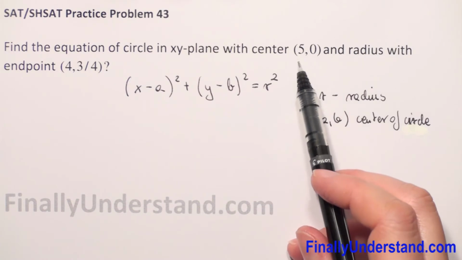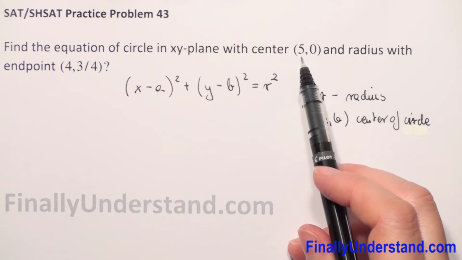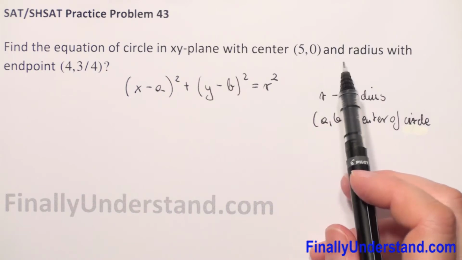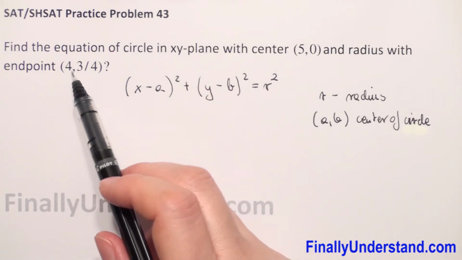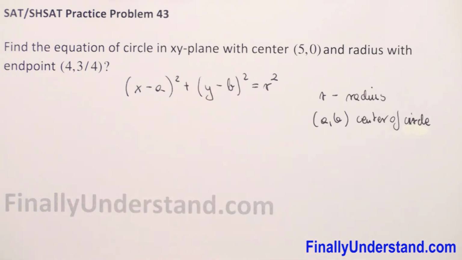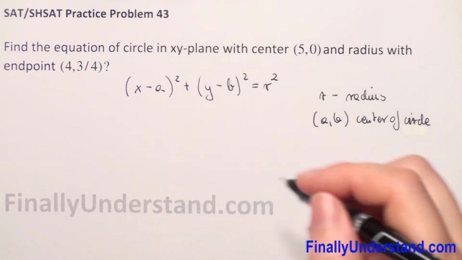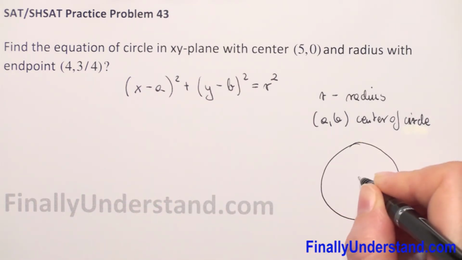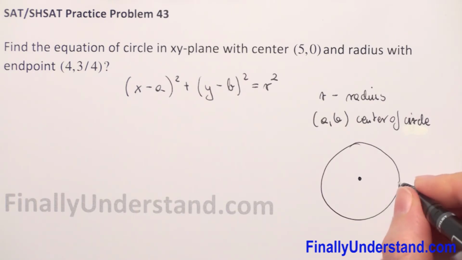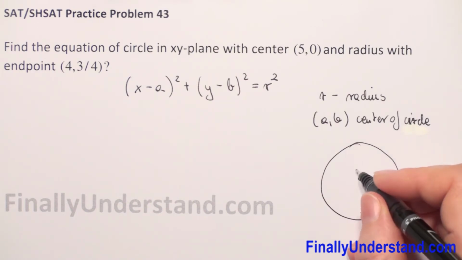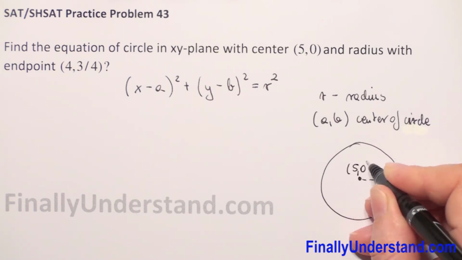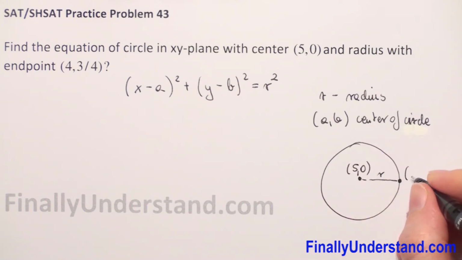We have the coordinates of the center of our circle, and we know that the radius has endpoint (4, 3/4). So let me draw the circle. We have the given center and the endpoint on our radius. The center is (5, 0) and the endpoint of the radius is (4, 3/4).